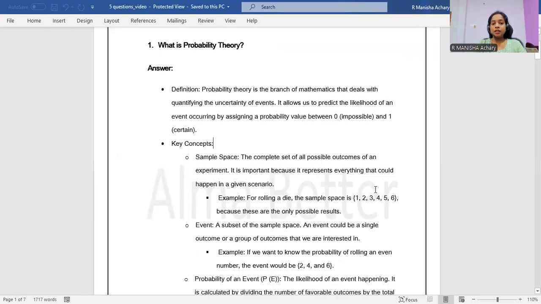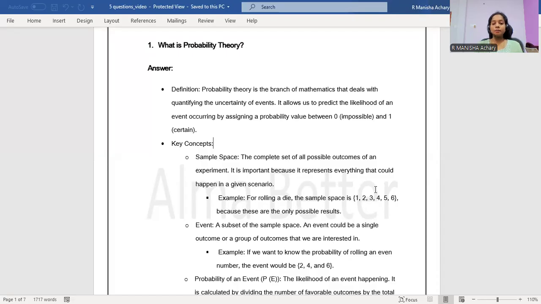Probability theory is a branch of mathematics that deals with quantifying the uncertainty of events. It allows us to predict the likelihood of an event occurring by assigning a probability value between 0 and 1. So key concepts of probability theory are sample space, event, and probability of an event.